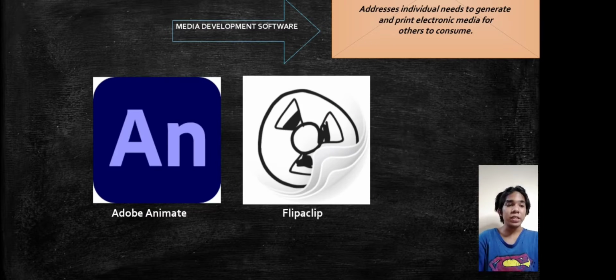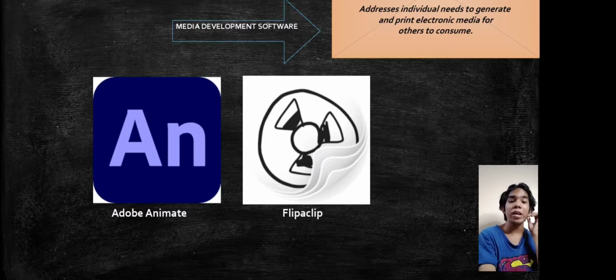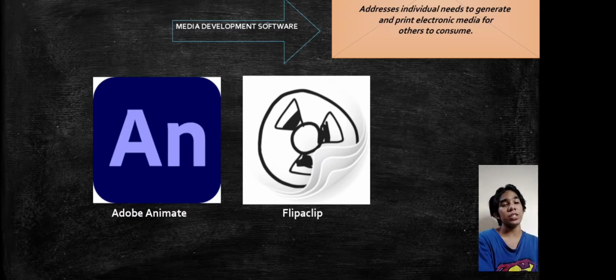The last one is media development software. It addresses individual needs to generate and print electronic media for others to consume. Some examples are Adobe Animate and FlipaClip. Most often it is used in a commercial or educational setting and includes graphic art software, desktop publishing software, multimedia development software, HTML editors, digital animation editors, digital audio and video composition, and many more.